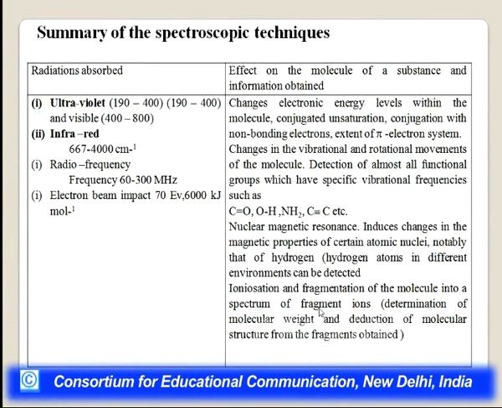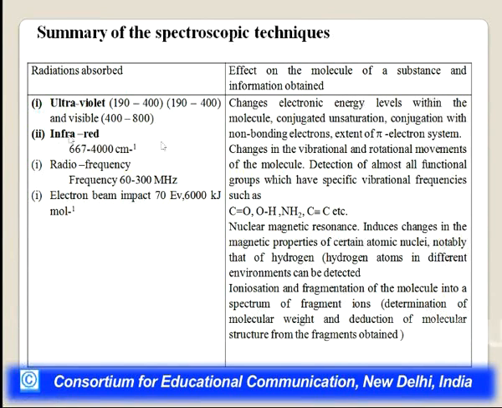You can see the summary of these techniques. This is ultraviolet. You can see the range of IR, radio waves, and electron beam impact, which is included in mass spectroscopy. The effect on the molecule of a substance in ultraviolet is changes in electronic energy levels within the molecule. You can easily analyze the conjugation, unsaturation, conjugation with non-bonding electrons, and extent of pi electron system. We will discuss in detail in coming slides this non-bonding electron, conjugation, unsaturation or extent of pi electron system.